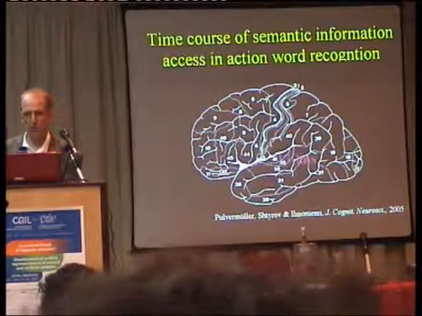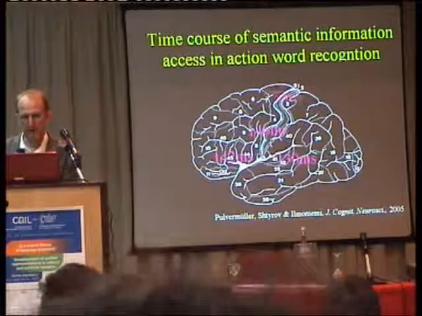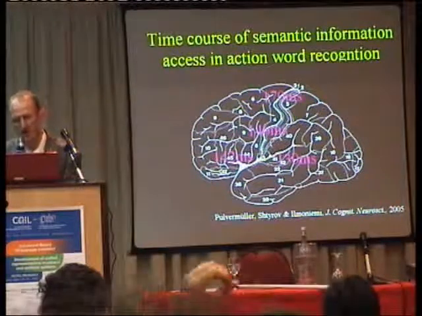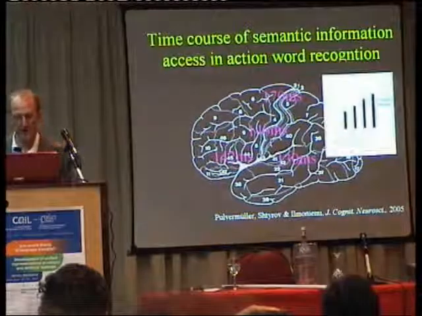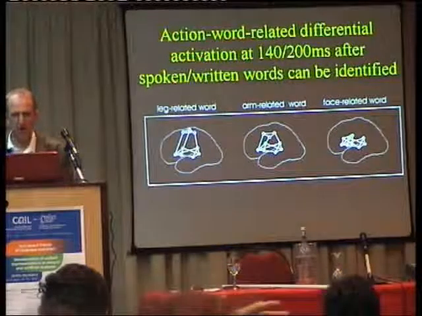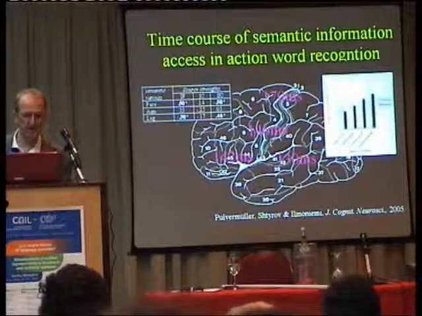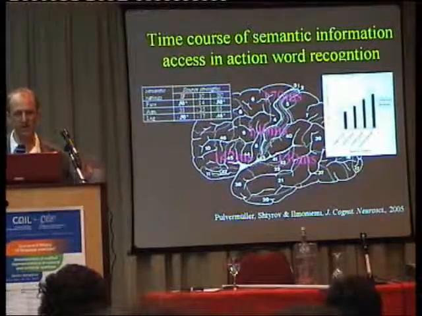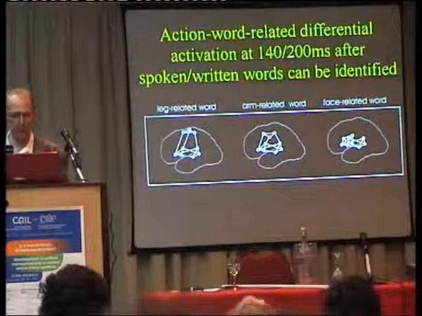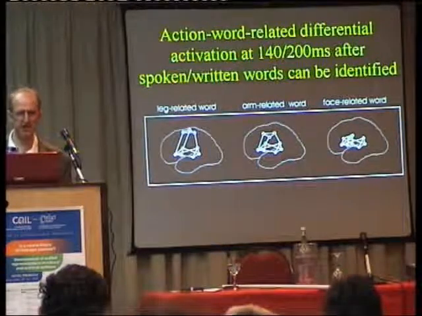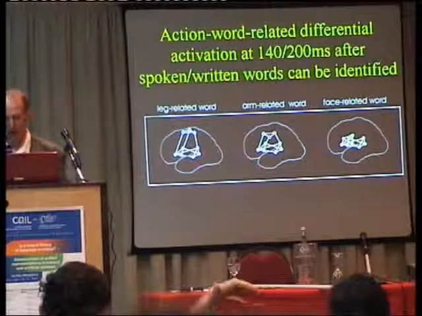So the time course of semantic information access, just in a nutshell, looks somewhat like this. Activation now moves to the top, and the delays here are realistic in terms of cortical conduction delays. Now, I should also mention that the top left inset says that there's also correlation between semantic ratings and local activation strength in the different regions of interest. So from here we can say that action word related differential activation happens at 150, 200 milliseconds after spoken.